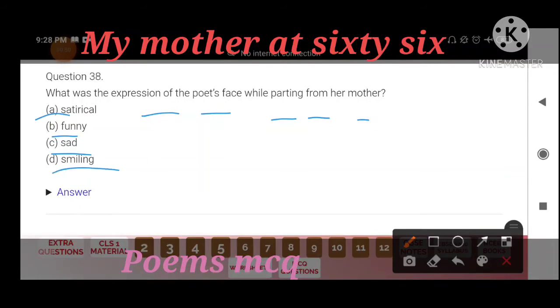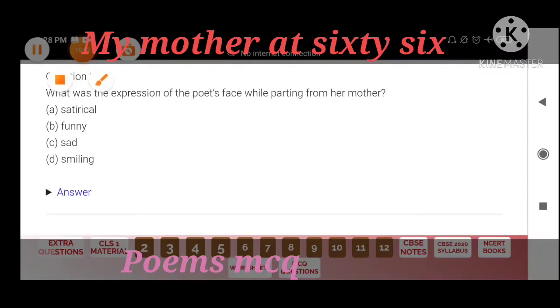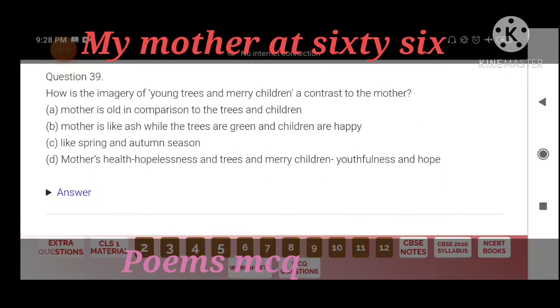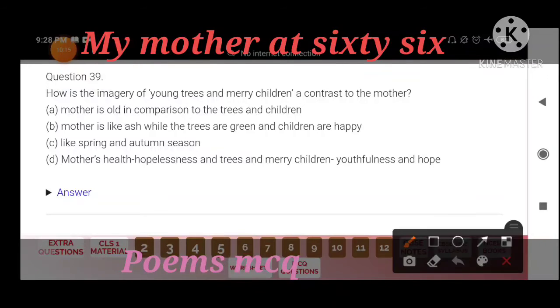So the answer, definitely, it's a farewell time. It's to say goodbye to her mother, but still on her face we can see that smile. Why smile? Because from the inner side she was completely fearful, but she wanted to be strong in front of her mother.